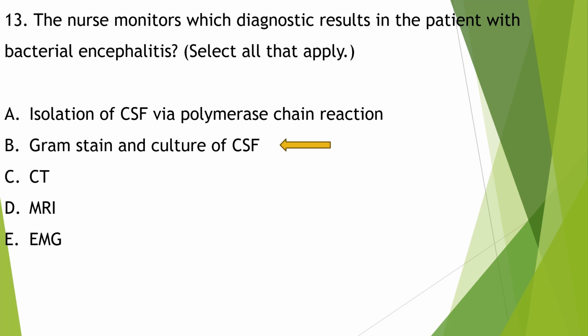A CT and MRI are performed to assess for signs of infectious process as well as to see if there is any increased ICP. The isolation of CSF via a polymerase chain reaction is used to diagnose herpes infection, and electromyogram is indicated for the diagnosis of neuromuscular disorders.